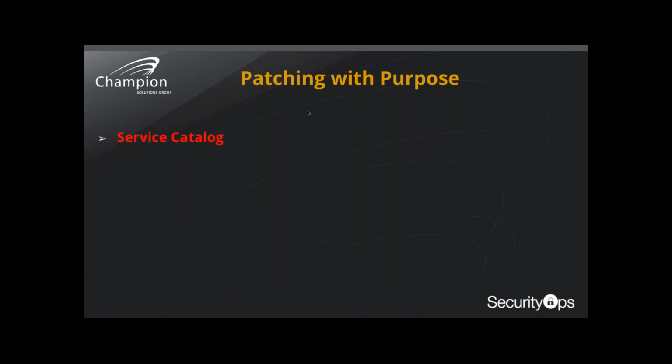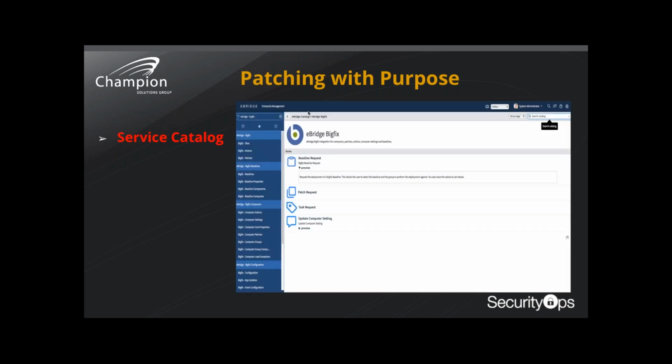Patching in ServiceNow can be handled in a couple of different ways when instrumenting this with BigFix. We've done it in both of the two ways that I can think of. The first way is with a service catalog. A service catalog in ServiceNow has a record producer and a series of things that you can have presented to the user, and then perform an action against that set of questions that you ask.